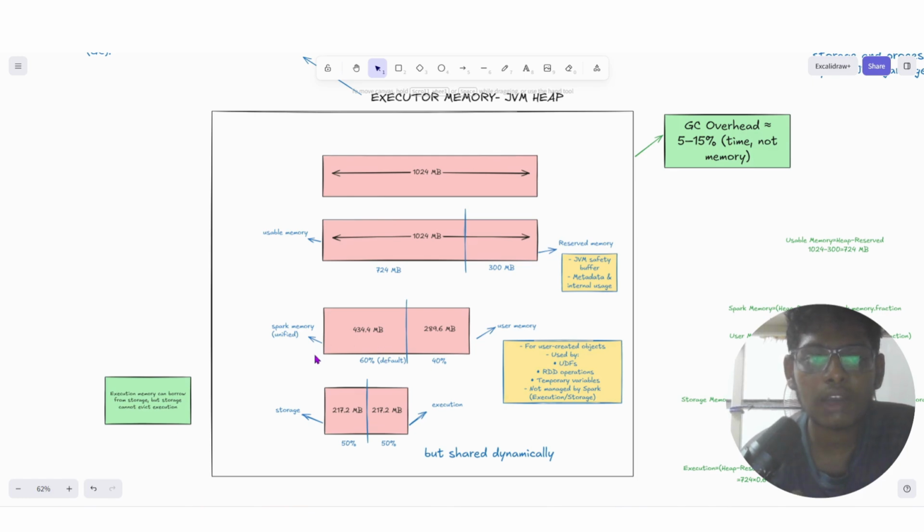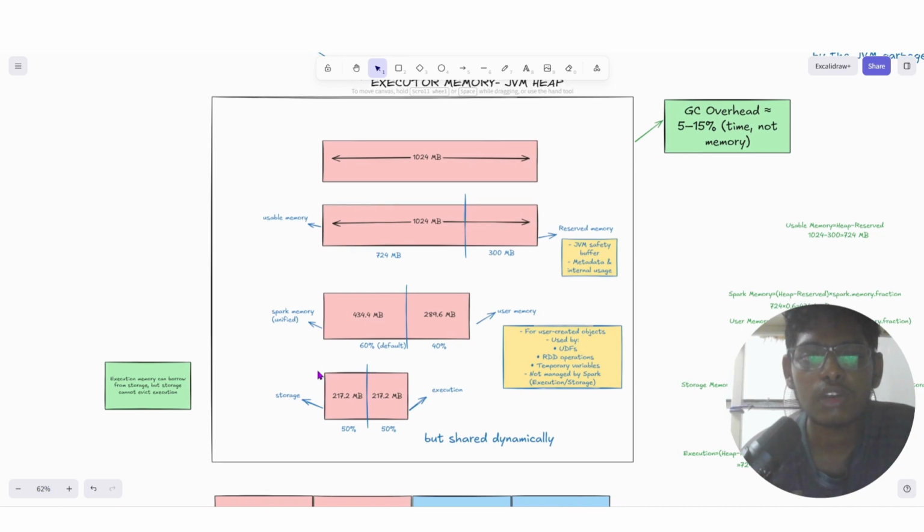This Spark memory is further divided into storage and execution, 50-50. But it's not fixed, it's shared dynamically. As you can see here, execution memory can borrow from storage if it needs to, but storage cannot evict execution. So it clearly shows that execution memory has the priority.